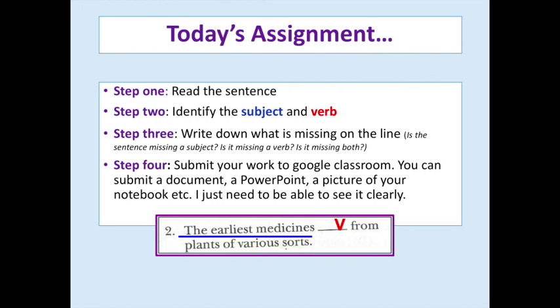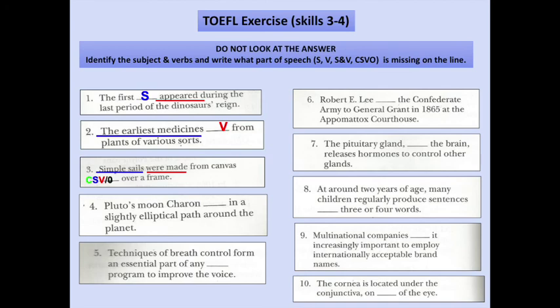Okay? When you're done, submit your work to Google Classroom. For today's assignment, I already did 1, 2, and 3 for you. Now you're going to do the same thing for the rest of the questions. Identify the subjects, verbs, and then write what is missing on the line, just like I did in questions 1, 2, and 3.